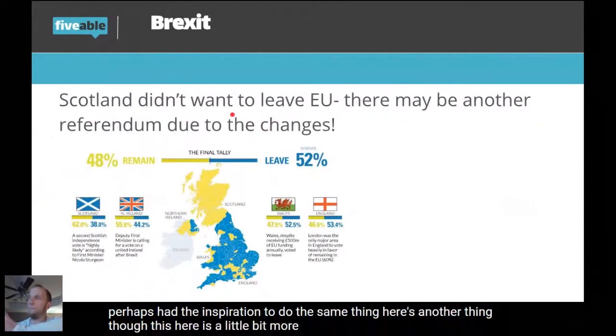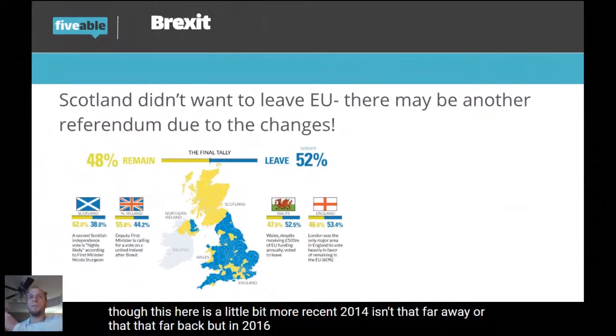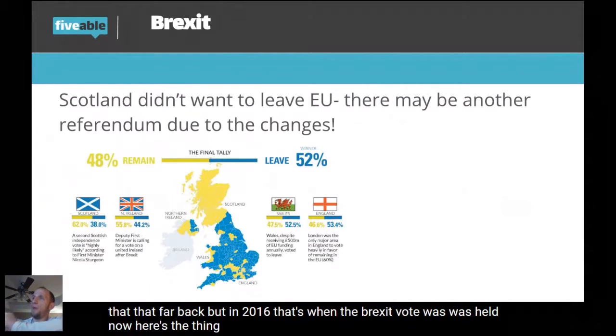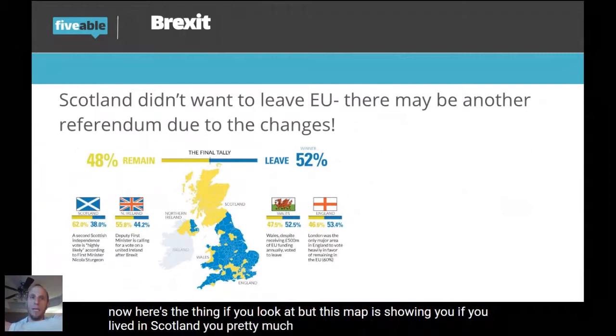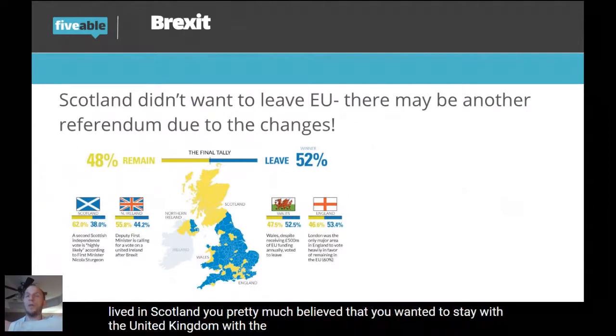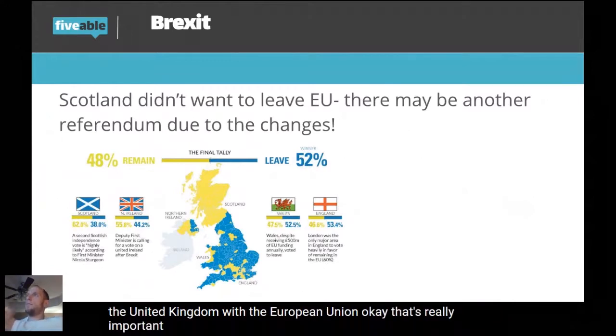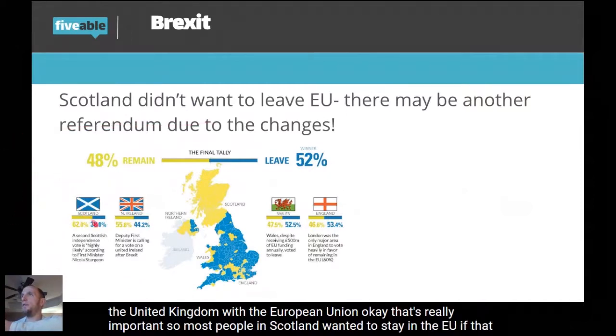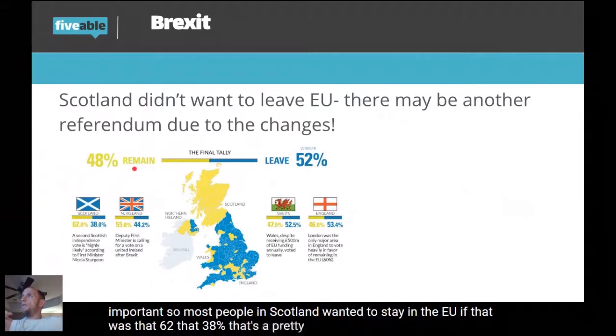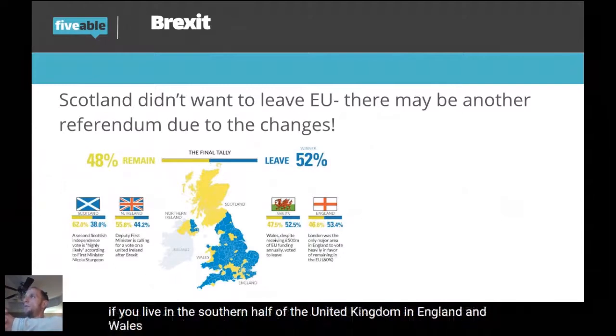Here's another thing, though. This is a little bit more recent. 2014 isn't that far back. But in 2016, that's when the Brexit vote was held. Now, here's the thing. If you look at what this map is showing you, if you lived in Scotland, you pretty much believed that you wanted to stay with the European Union. Okay, now that's really important. So most people in Scotland wanted to stay in the EU. In fact, what was that, 62 to 38%? That's a pretty huge majority wanted to stay part of the EU. If you lived in the southern half of the United Kingdom, in England and Wales, you wanted to be your own country. You did not want to be part of the EU.